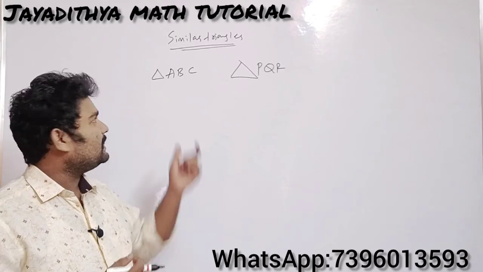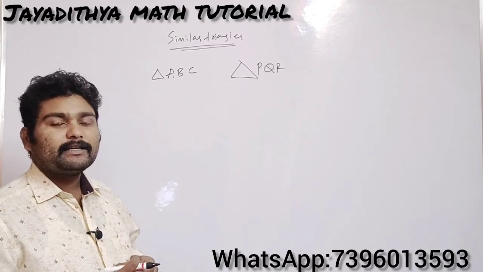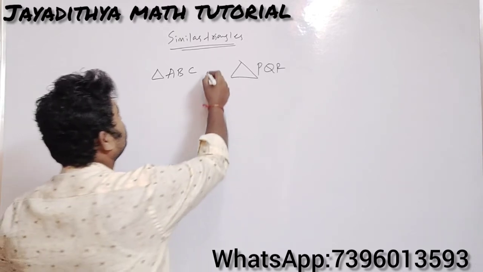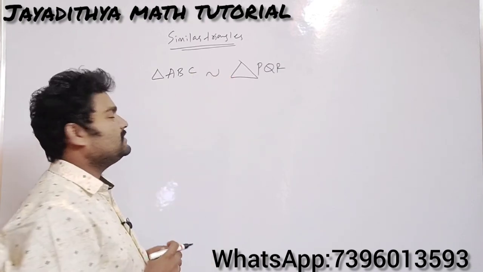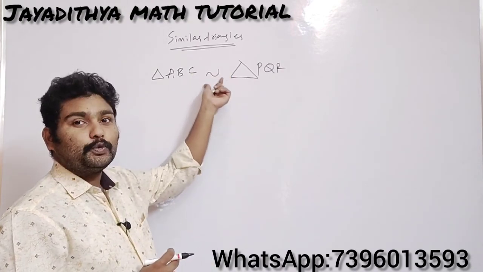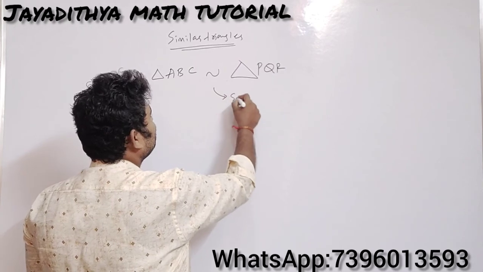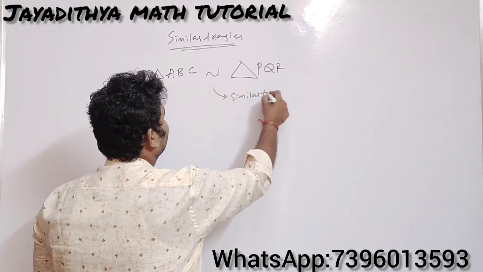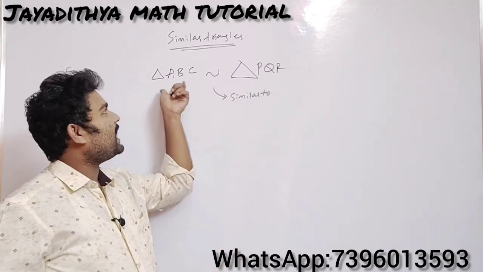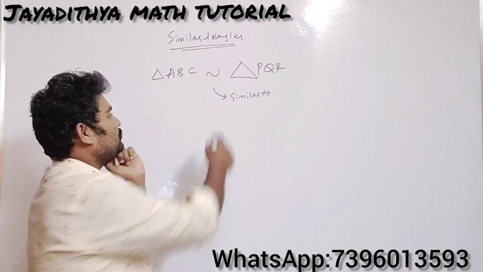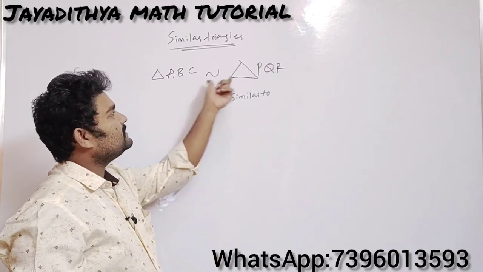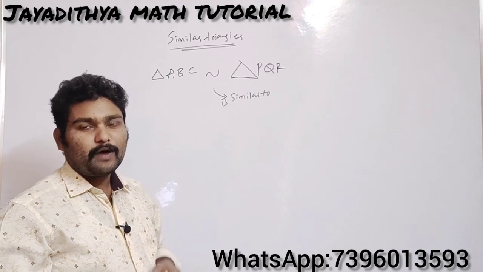Before that, let us understand what symbol we use for denoting similar triangles. See here, this symbol is known as similar to. So how do you read this statement? Triangle ABC is similar to triangle PQR.